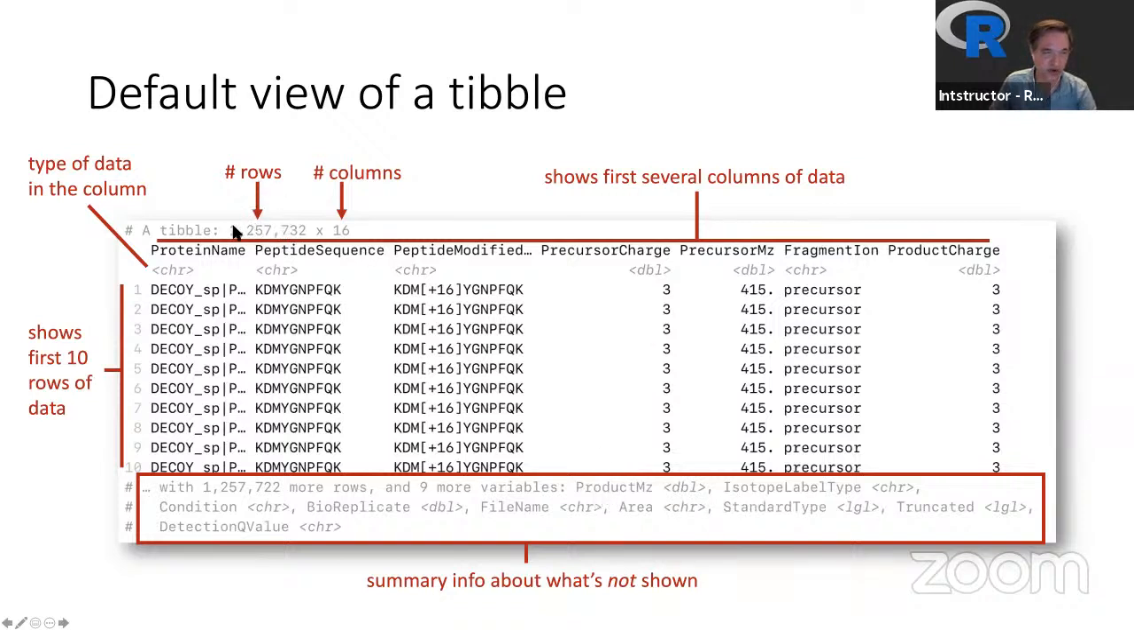We can also see the number of rows and columns. So this particular data set has over 1 million rows and 16 columns. So just by reading the data table in and then printing it out to the console, we get quite a bit of information about our data already, which is really pretty cool. And it is a nice view for understanding our data.